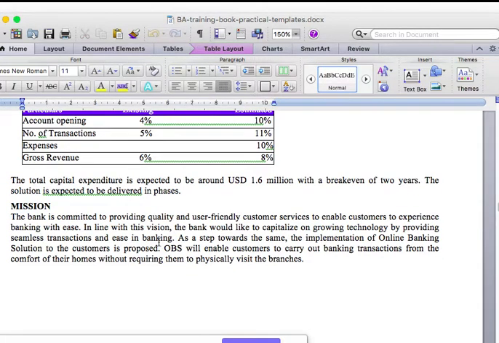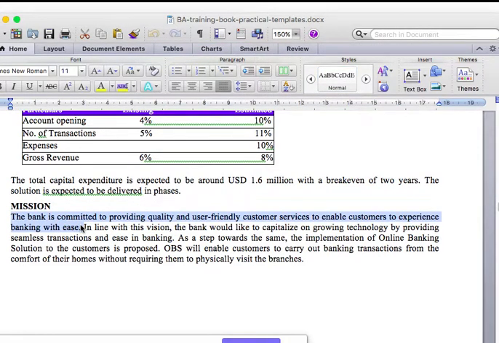Now this particular part, earlier we talked about why the solution is important and how it will add value to the organization. Now in this mission statement, we are talking about how this solution is aligned with the organization strategy. The bank is committed to providing quality user-friendly customer services to enable customers to experience banking with ease. So this is our mission. So the online banking solution is actually in line with our mission, right?